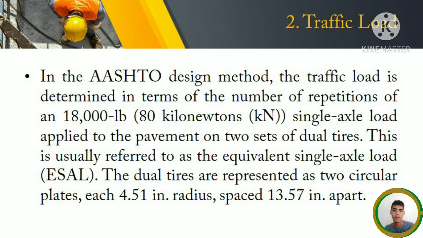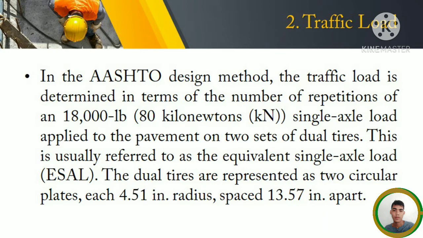The next design consideration following the pavement performance is the traffic load. In the AASHTO design method, the traffic load is determined in terms of the number of repetitions of an 18,000 pound, or 80 kilonewton, single axle load applied to the pavement on two sets of dual tires. This is usually referred to as the equivalent single axle load, or the ESAL.